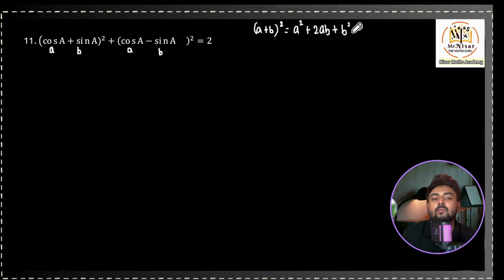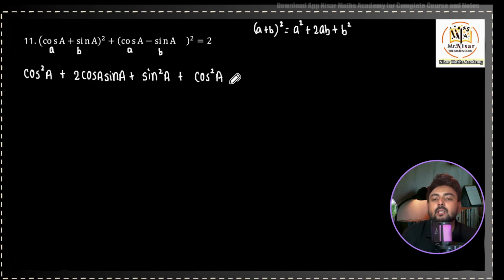Now these formulas you have learned in 6th and 7th standard. Okay, so (a plus b) whole square: if I apply it, a square will be cos square a, plus 2 into cos a into sin a, plus b square is sin square a. Okay, so this is the (a plus b) whole square formula. Then apply the (a minus b) whole square formula. So it will be cos square a minus 2 into cos a into sin a, plus b square, that is, b is what here?